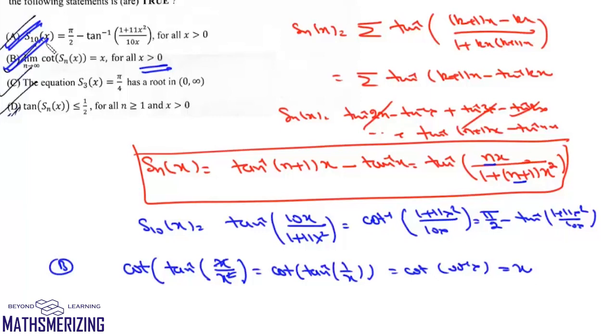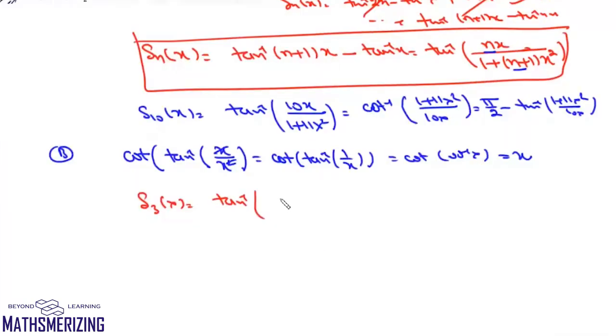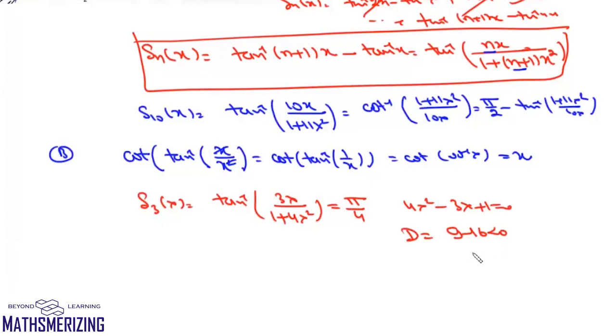Now we look at this S3x. Now it says S3x equals pi by 4 has a root in 0 to infinity. Now S3 is tan inverse 3x upon 1 plus 4x square, and if we take it equal to pi by 4, then we'll get 4x square minus 3x plus 1 equals 0. Now for this, if we find D, it is 9 minus 16, which is less than 0. That means this is always positive. So this equation won't have any real root.